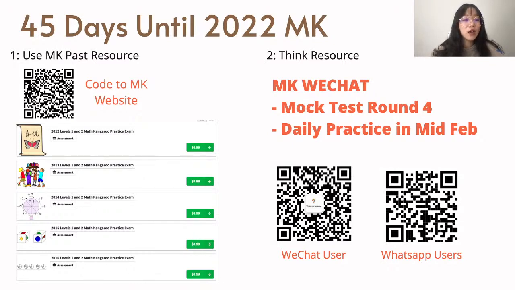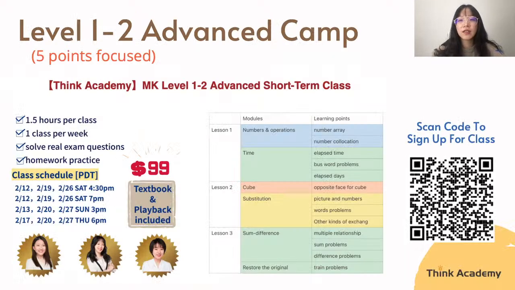Okay. And if you are a student who would like to take the challenge for the 5-point questions, as I mentioned, Think Academy also has an advancement camp of short-term classes coming up this upcoming week. It's a 3-lesson class focusing on the 5 points. As you can see, I put in a little agenda and schedule here. Each lesson is 1.5 hours, so 3 lessons total, 1 class per week.